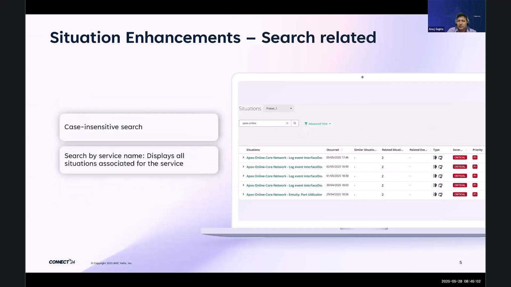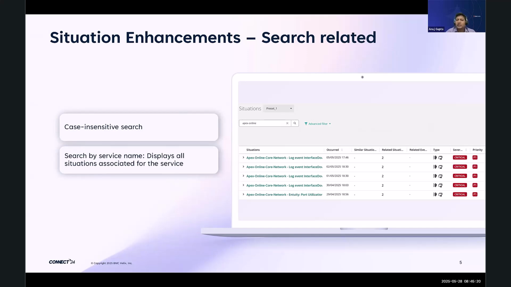And then we have a bunch of situation-related enhancements based on feedback from some of our users. How can we enhance our search for the situations and make it case insensitive, so that if I'm searching in any manner, also by providing regex, I should be able to get the data.